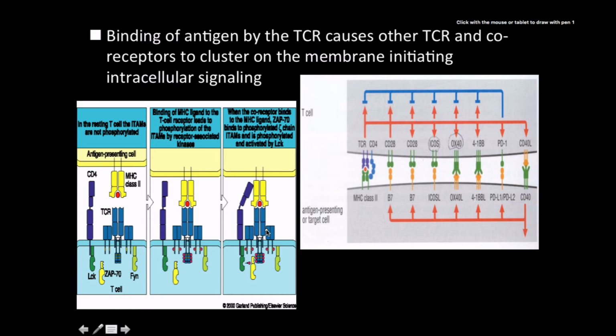Now, what an ITAM stands for is an immune receptor tyrosine-based activation motif. And this is just an area where, in this context, the LCK, which is just a soluble tyrosine kinase, is going to phosphorylate the specific motifs in the CD3 complex. Once that's phosphorylated, ZAP70 is going to be bound to it and held in place so that LCK can come in and phosphorylate it, and the phosphorylation of ZAP70 has other events downstream.